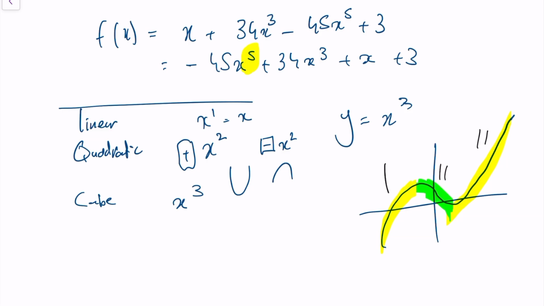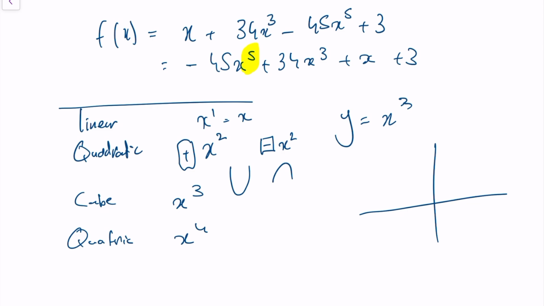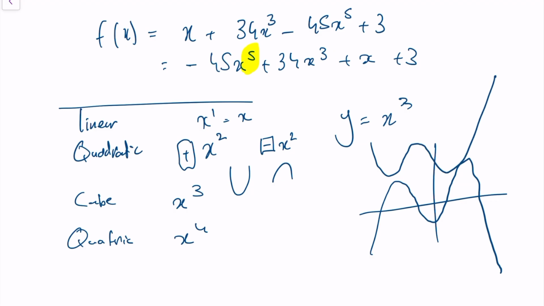Okay, next we come to quartic. We come to the quartic graphs. Now, as you can tell by the pattern, what type of graph would this one look like? It would be something with 4 different directions. So it might go up, and then down again, or it might be the other way around where it goes up, down, up again. Something like that.